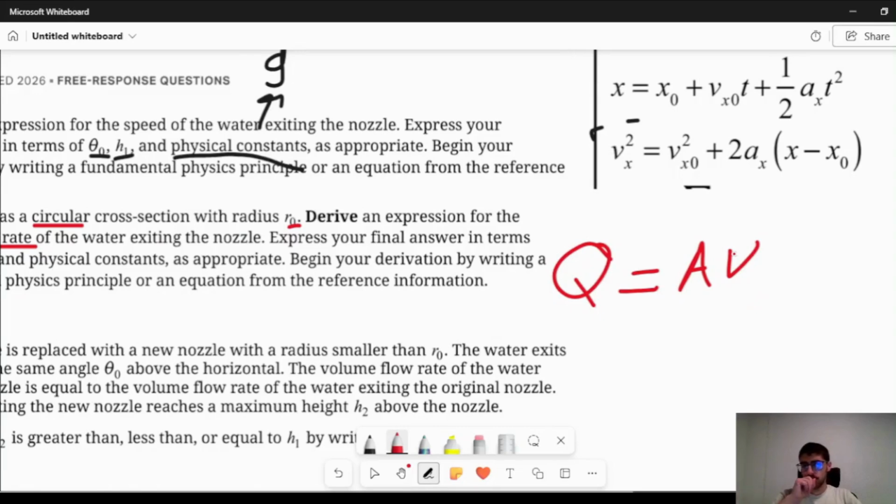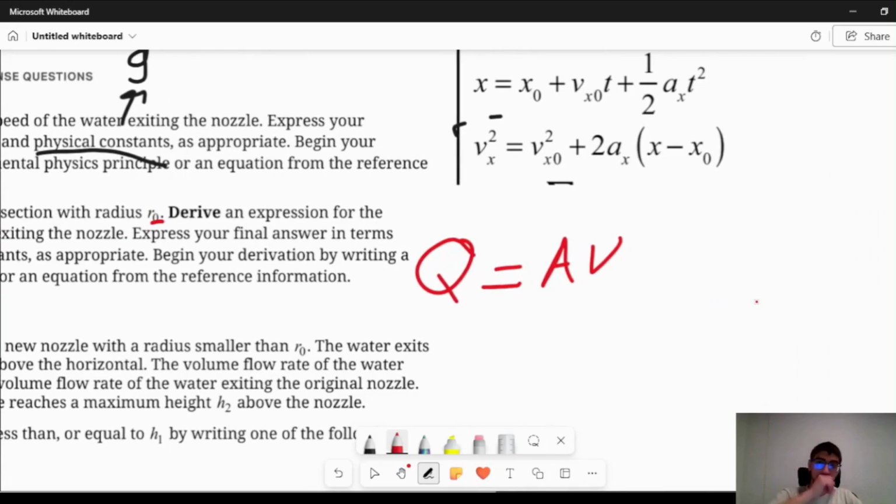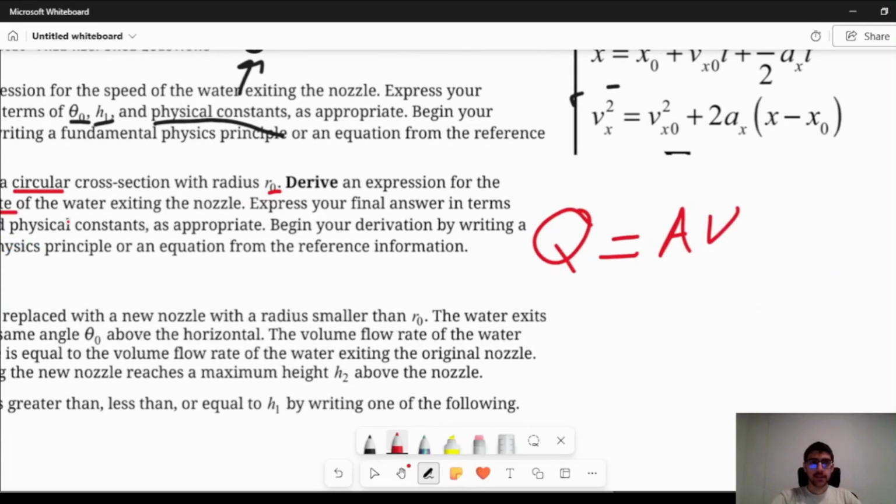I might have said volume before, I'm not sure. V is the exit velocity. So we know that it is a circular cross-section, so it's going to be a circle with radius r. This radius is r. So even if you don't know this, it's going to be on the first page of your reference booklet. But the area of a circle, which is going to be the area of our cross-section, is pi r squared.